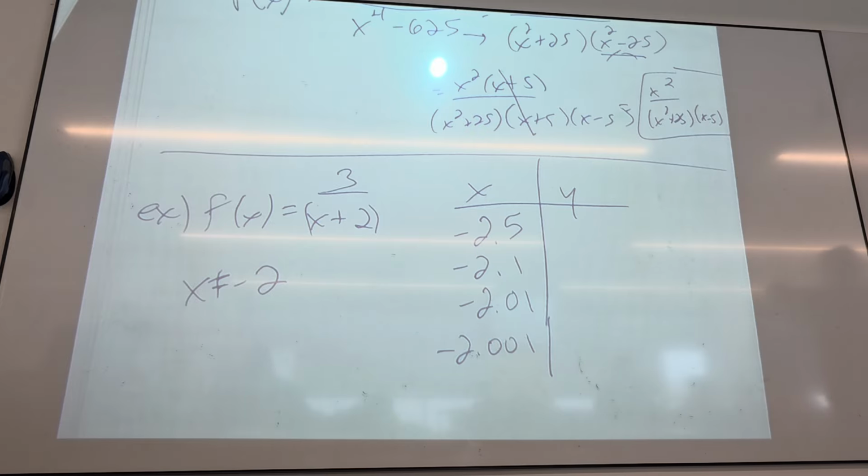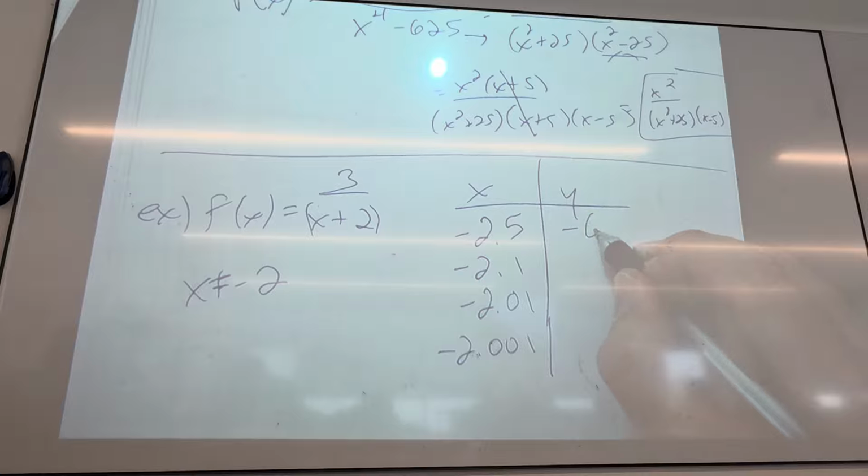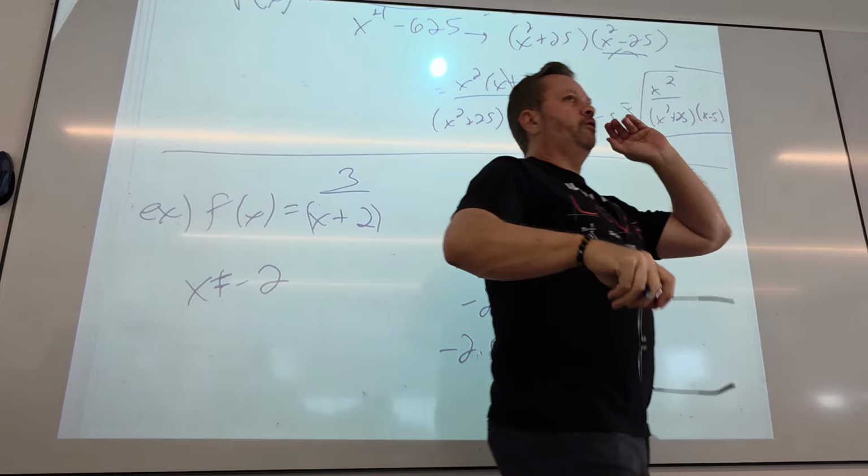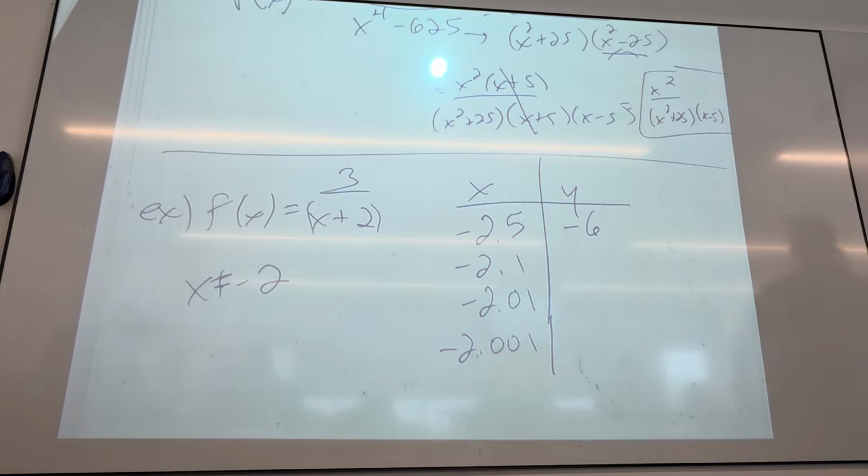Somebody hit those. Nobody wants to do -2.001, so do it now. Did anyone do negative 2.5 yet? Negative 6. Negative 6. Kick ass. All right. Does somebody else try negative 2.1 yet? They already know the answer.